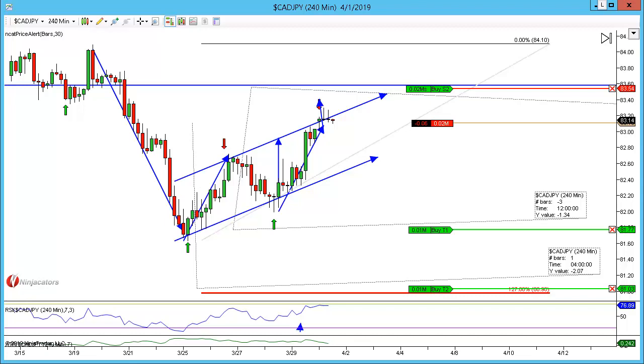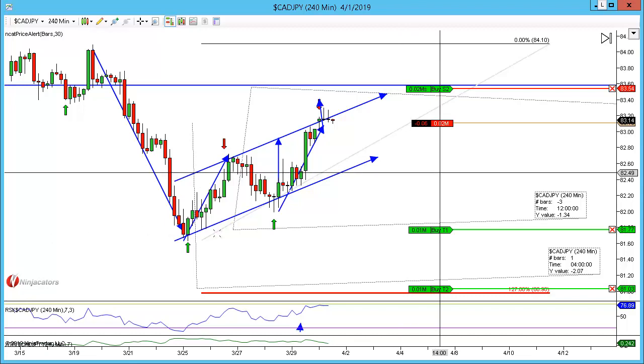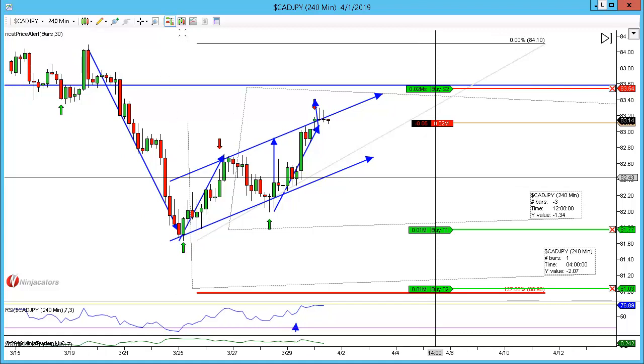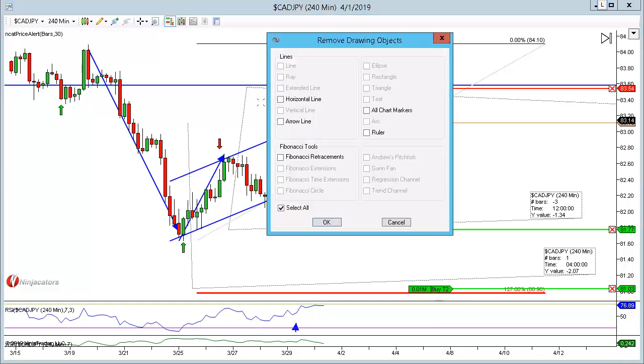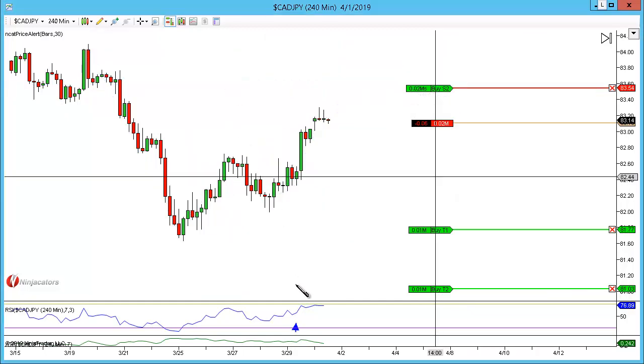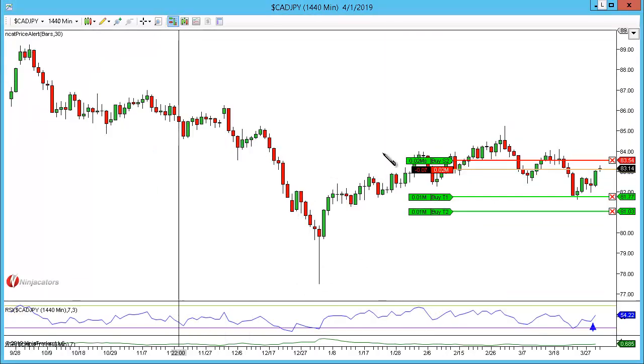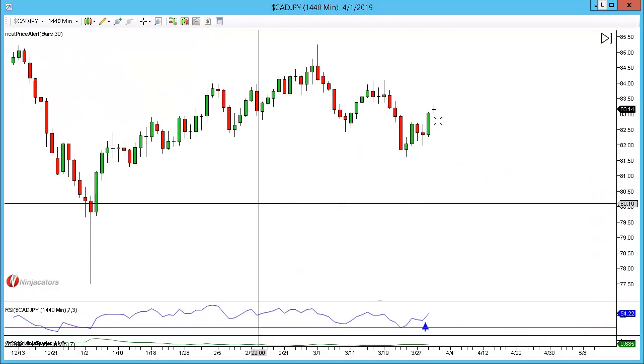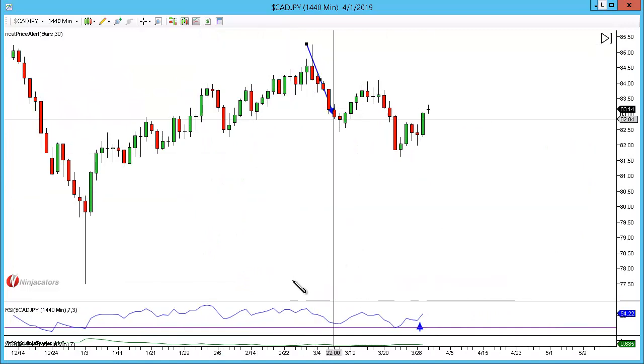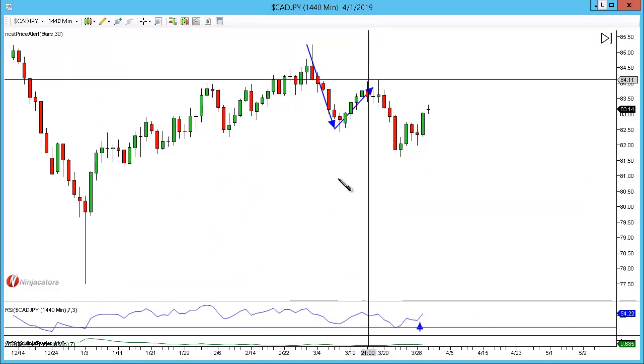This is the CAD yen on the 240, and this is a flag pattern we have set up. We have an internal AB equals CD pattern, and we also have tweezer tops as the entry. So let's just go and take a look at this from the higher time frame first of all. Remove these orders. So we do have a 3-point move here, so 1, 2, 3.